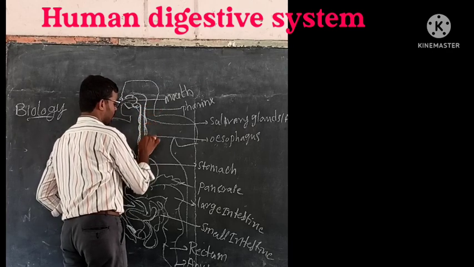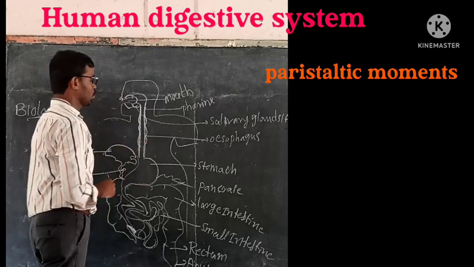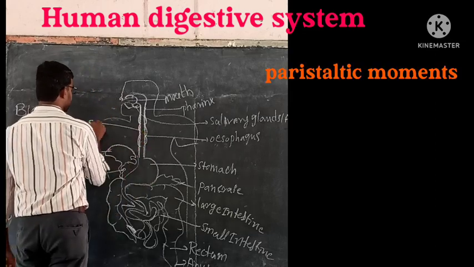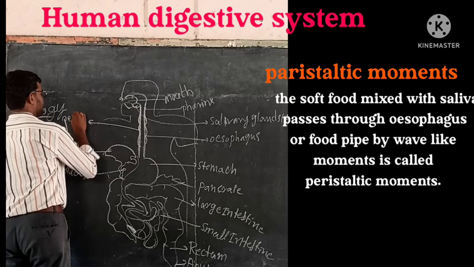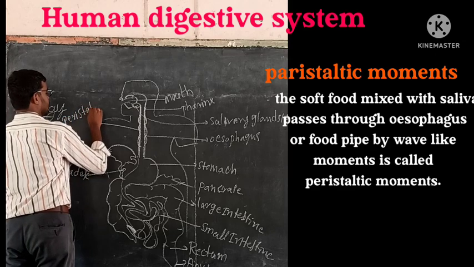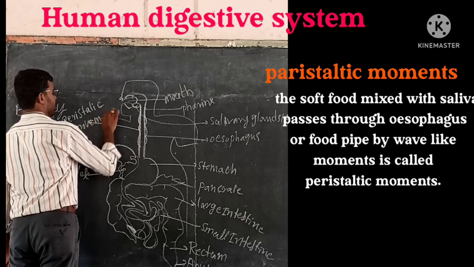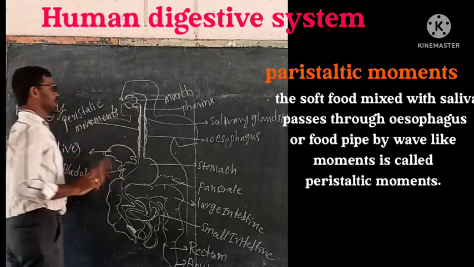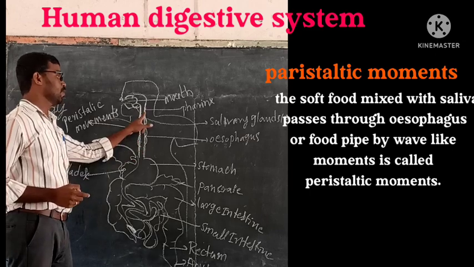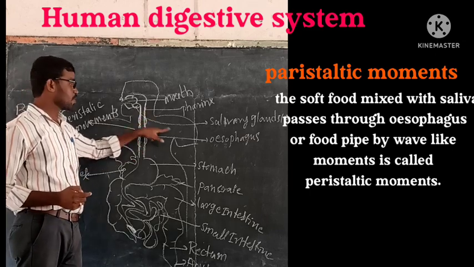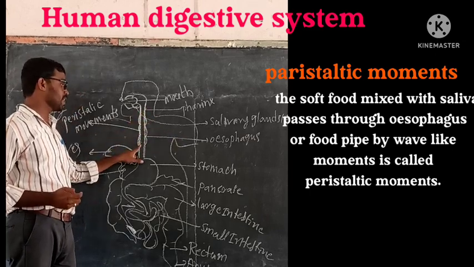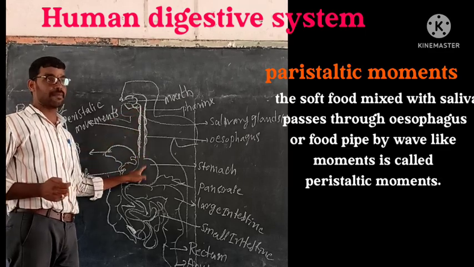Next one, when food enters from the mouth to the esophagus, we can see some movements. Those movements we call peristaltic movements. Peristaltic movements are important for moving food. So the esophagus performs peristaltic movement, and the food enters the stomach.